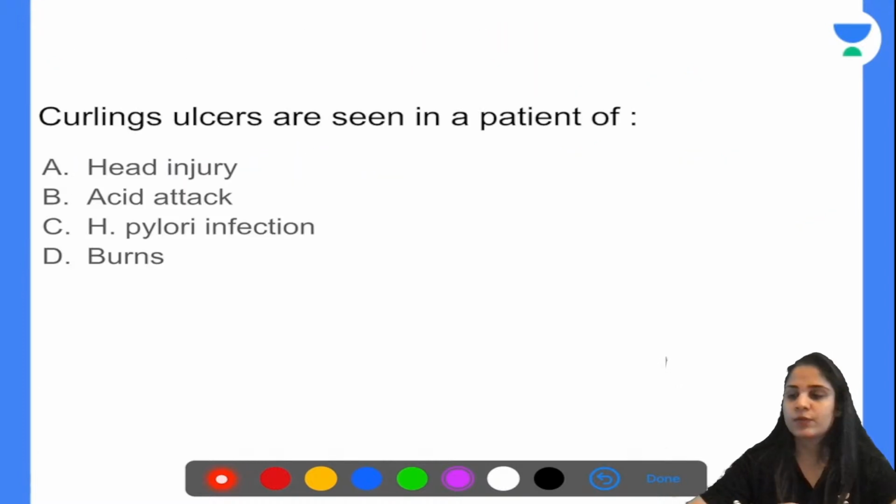All right. Moving on to our next question. Curling's ulcers are seen in a patient of: head injury, acid attack, H. pylori infection, or burns.